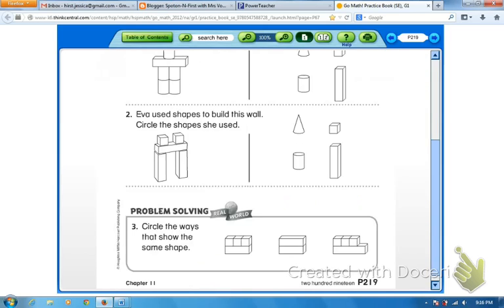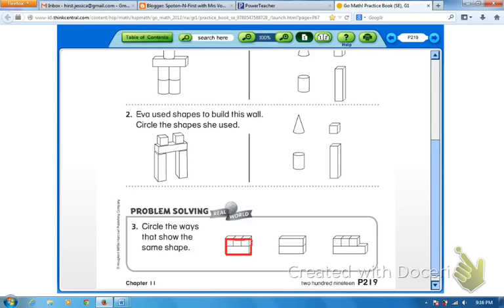And number 3 says circle the ways that show the same shape. This is really hard for some students to see. They just want to look at the number of blocks that were used. So at first they would want to say the first and the third shape match because they each have 3 cubes and they have a rectangular prism. But what we want them to look at is the outside of the shape, the new combined shape that's made.